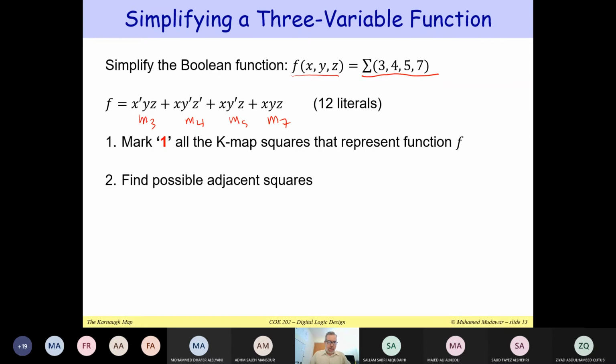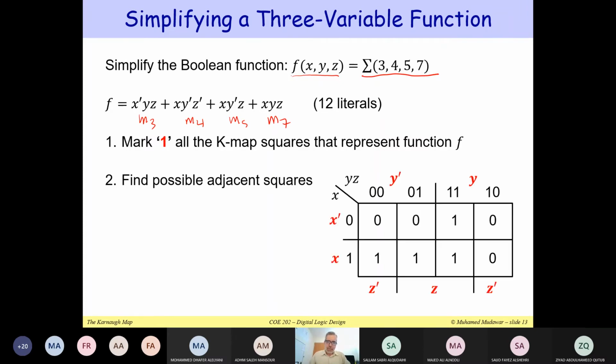So we're going to draw the Karnaugh map. The first step is to draw the Karnaugh map and mark the ones inside the squares that represent the function f, the minterms. We have only 4 minterms: 3, 4, 5, and 7. That's the most important step, because if you don't draw it properly, everything else will become wrong. So make sure that you insert the ones, the minterms, inside the Karnaugh map properly. So this is minterm 3.